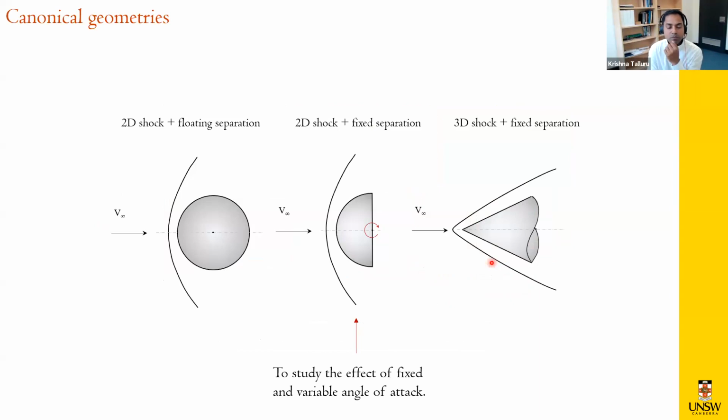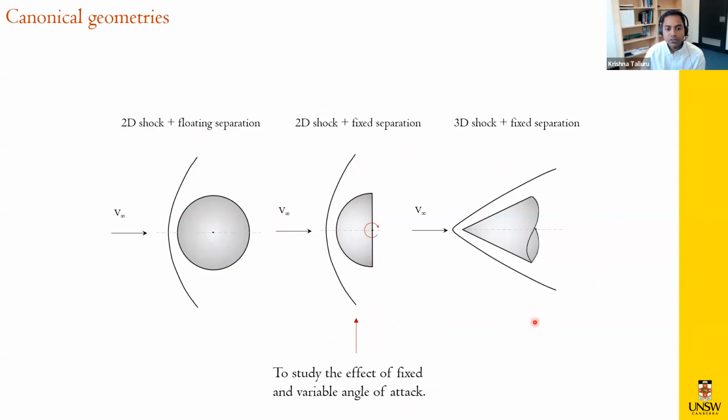For this, we want to primarily stick to very simple canonical geometries as shown here. It's a 2D cylinder, the left one. This has a two-dimensional shock, and it induces a floating separation point that can be altered. If I use what I call a D shape, it'll still have a two-dimensional shock, but it'll have a fixed separation point. In addition, I can tilt or rotate this object relative to the flow direction to study the effect of fixed and variable angle of attack and how these induce wake oscillations.